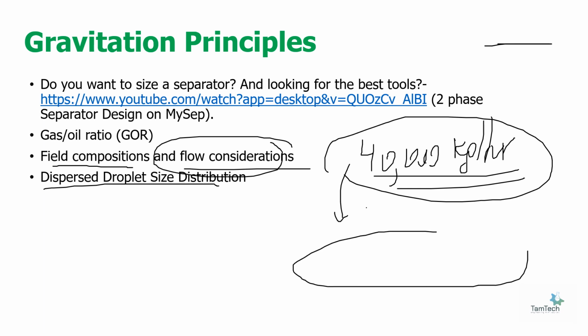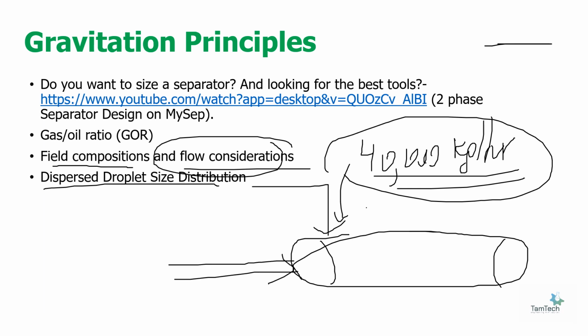So let's say your horizontal separator looks like this. If the flow comes from like this, or either comes from like this, or like this one, in each of these three different cases your internals will be different. That's why you need to be careful with the proper design of the inlet piping, because it will definitely affect your dispersed droplet size.